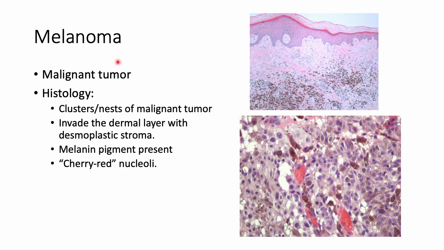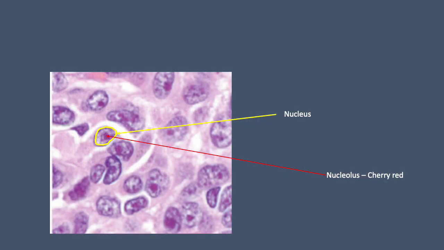So this part here is melanoma, similar to the skin tumor. I won't go into detail. So it's a malignant tumor. You can see cluster nests of malignant tumor invade the dermal layer with desmoplastic stroma and show melanin pigment inside the cytoplasm, and the tumor has cherry red nuclei. So you need to describe all these things before you conclude that it is a malignant tumor.